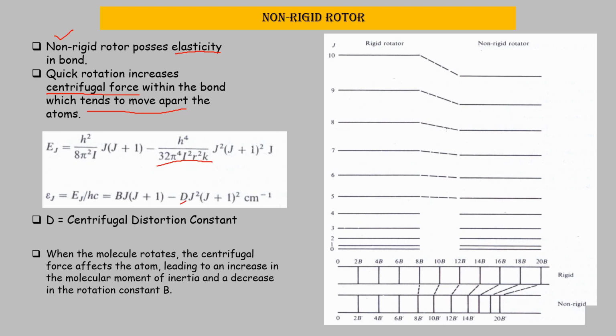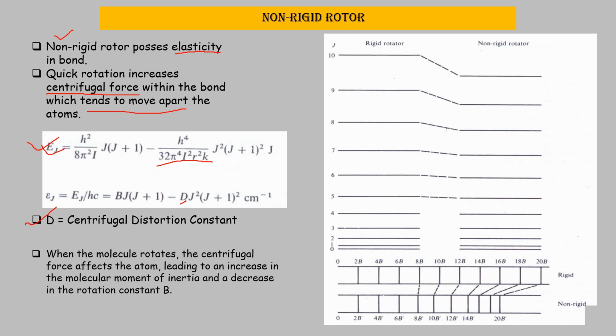The equation is E_J equals h squared by 8 pi squared I into J(J+1) minus h to the power 4 by 32 pi to the power 4 I squared r squared k into J squared (J+1) whole squared, which, if we express the term with respect to epsilon_J, gives BJ(J+1) minus DJ squared (J+1) whole squared, where D is the centrifugal distortion constant.